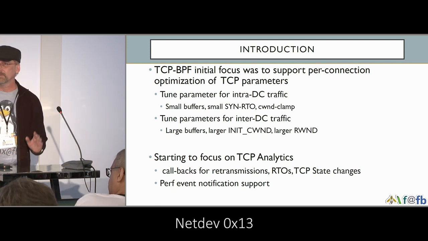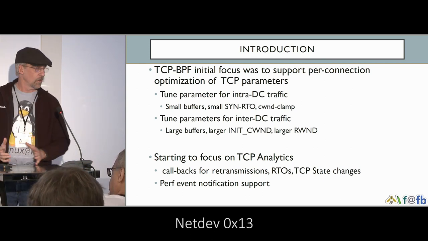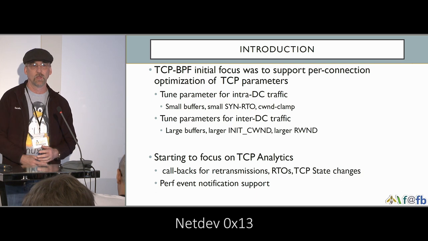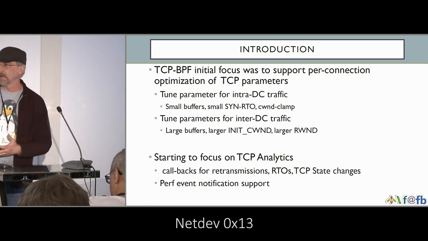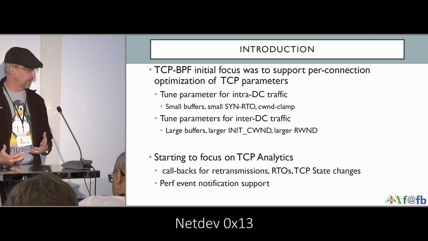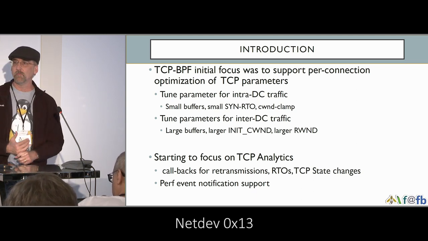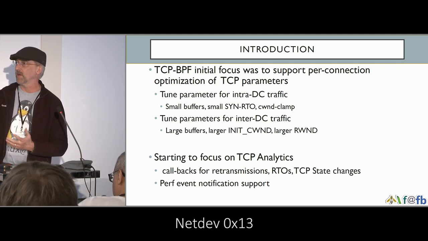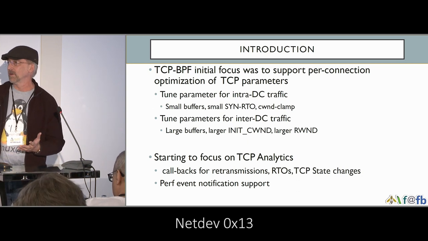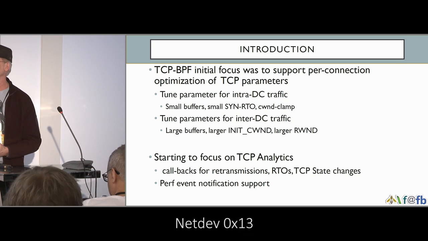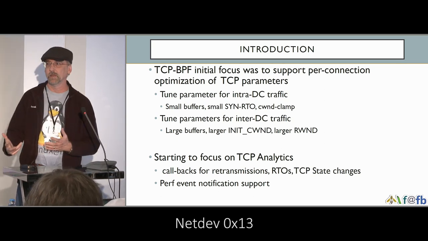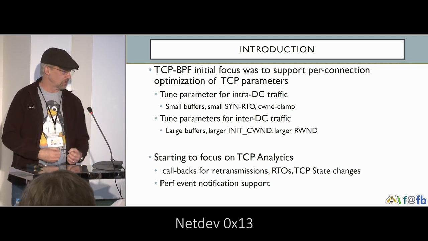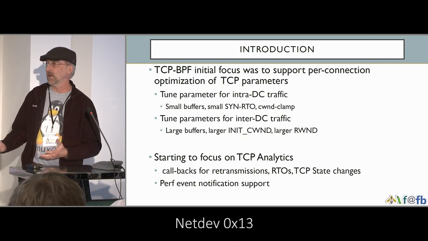Okay, so the initial focus for TCP BPF was on optimization of TCP parameters. So for example, if we know a connection is within the data center, we can optimize it by tuning its parameters, having small buffers, small SYN RTO, clamping the congestion window, because we know that we do not need a congestion window of 700 within a data center to fully utilize the bandwidth, right? And similarly, if the connection is going between regions, we can also optimize by having larger buffers, larger initial congestion window, a larger receive window.